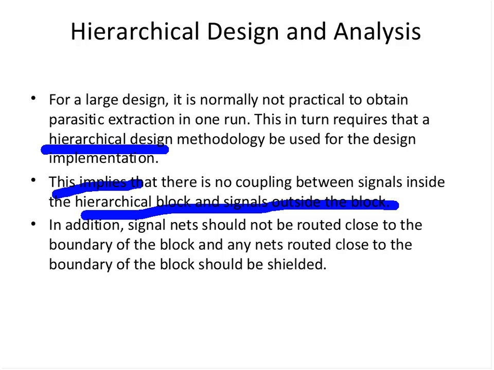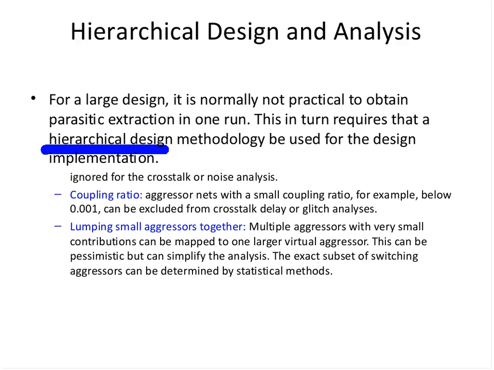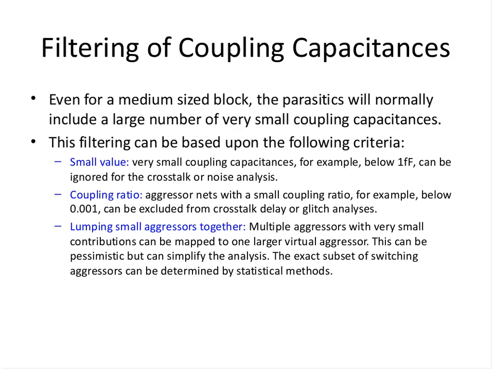Now the third point grows on the second point: signal nets should not be routed close to the boundary of the block. If the signal nets in a hierarchical block are routed close to the boundary, then the signals outside the boundary at the top level will start affecting them, and your assumption that there is no coupling between the block and the outside of the block does not hold true. Right? Second is filtering of coupling capacitances.